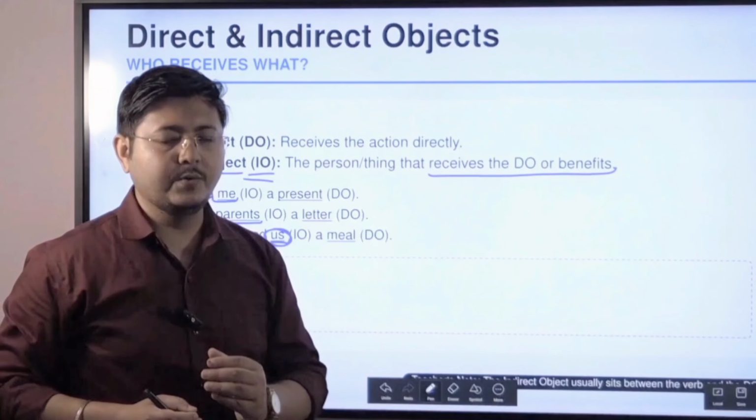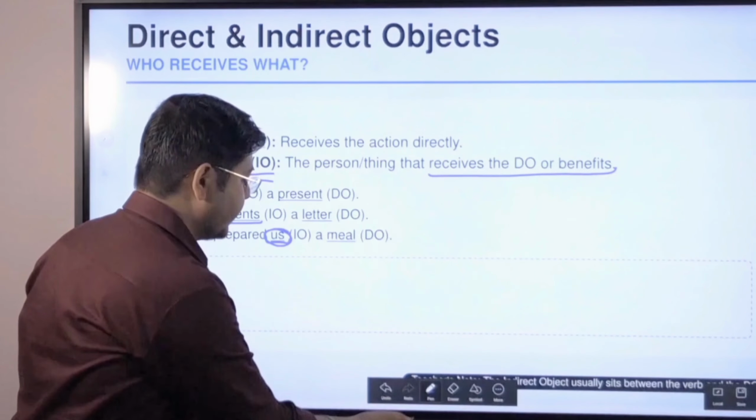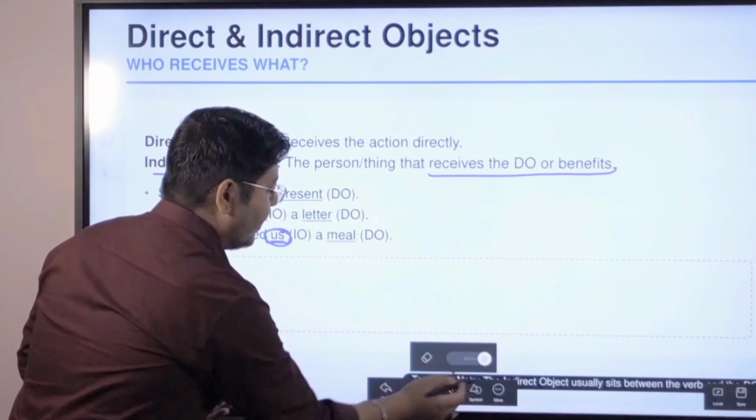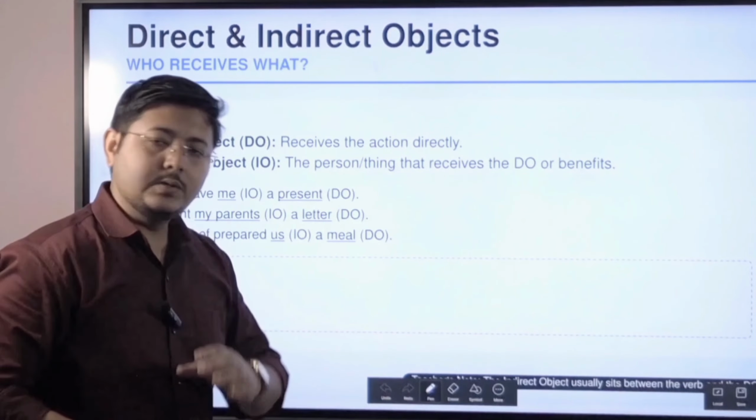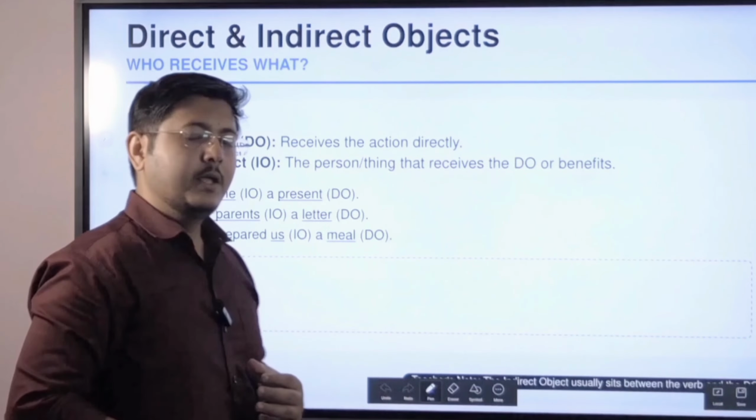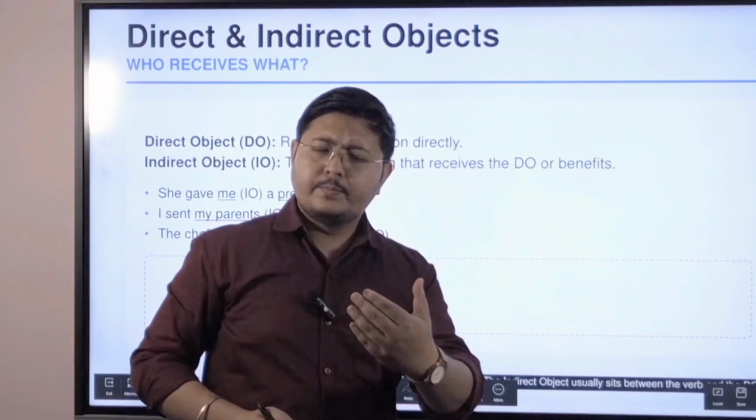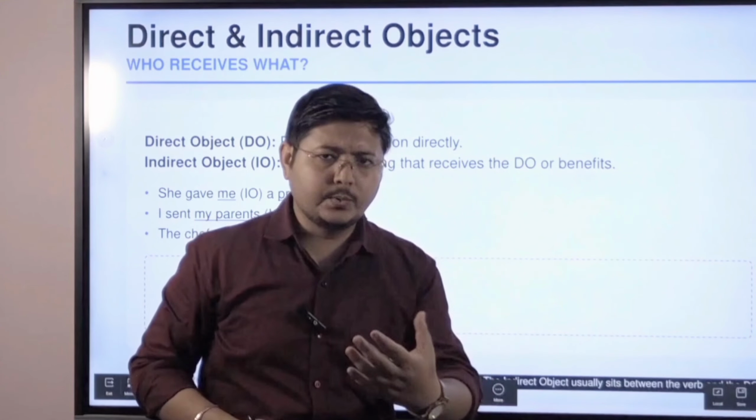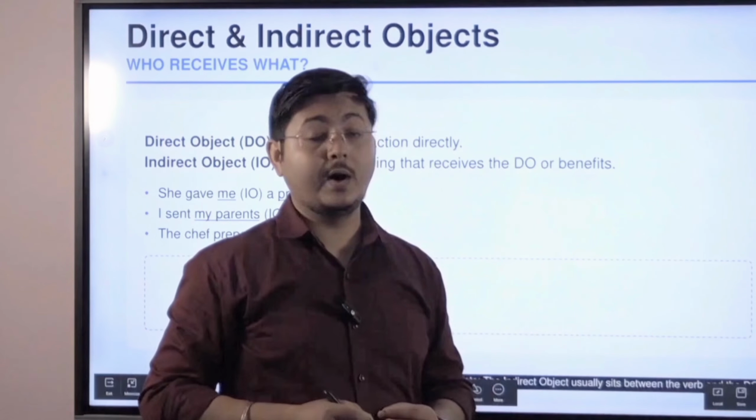If you are still confused as to how to identify the direct and the indirect objects, let me give you a shortcut to find out both of these in a very simple way. You must remember, in the previous part, I told you that in order to find the object, you need to ask two questions.